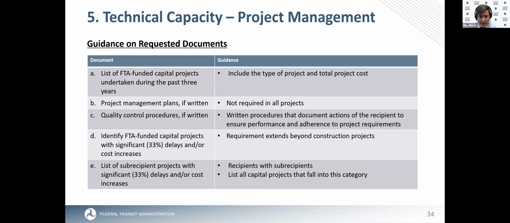Item D is you'll want to identify any FTA funded capital projects with significant delays or cost increases. And note that this is not just construction projects. This includes all types of capital projects. And you'll see in item E that this is applicable not just for you, but also for your subrecipients. So if you have subrecipients who have projects with significant delays or cost increases, you want to provide those too, as well as hopefully evidence of that oversight where you're monitoring their significant delays and cost increases, and doing your best to assist them to stay on track.